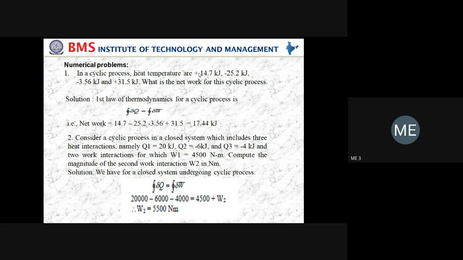Okay, one is plus and three are... two are plus and two are minus. Plus indicates the heat added to the system, and the minus sign indicates the heat rejected from the system. So according to the first law of thermodynamics, for a cyclic process, the cyclic integral of dq equals the cyclic integral of dw. Okay, that is the net work done.